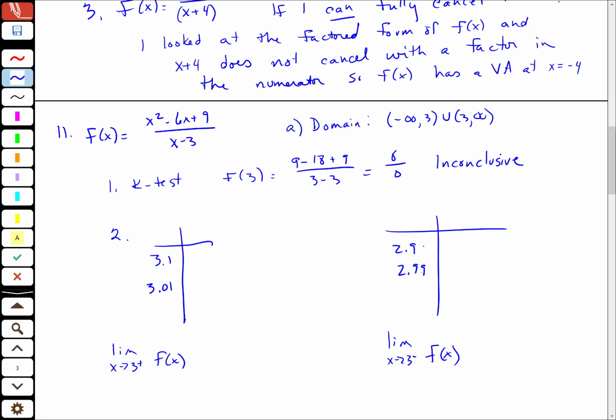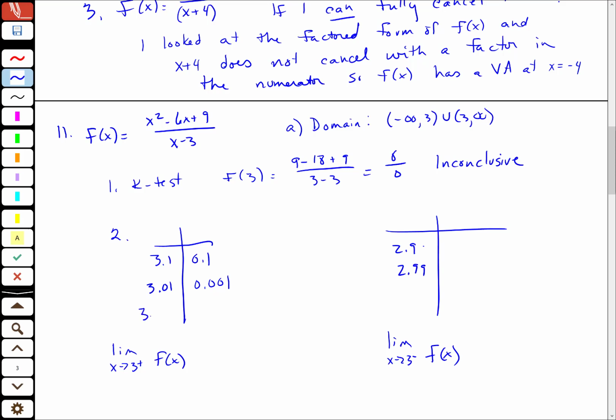And I'm going to put that into my calculator, with the numerator and denominator in parentheses to make sure. And I get 0.1. I'm going to put in 3.01. And then 0.001. Do you see how this is not getting to be a huge number? It's just getting to be a small number.